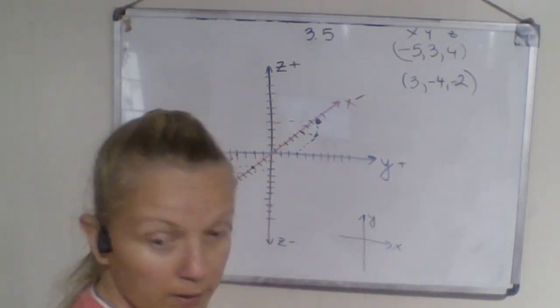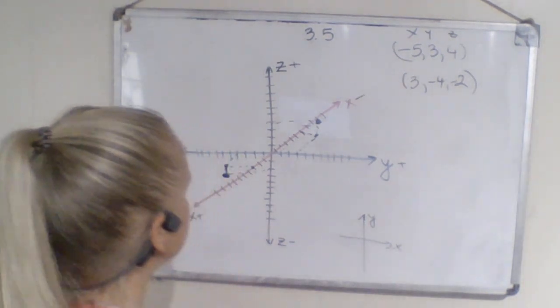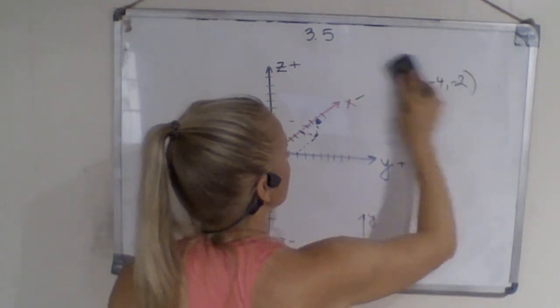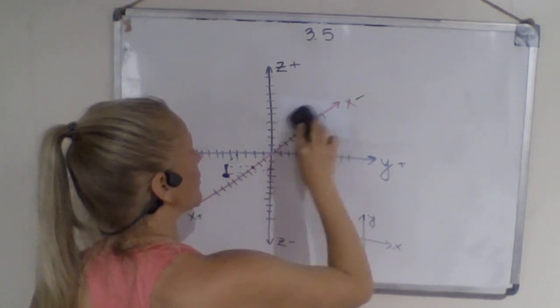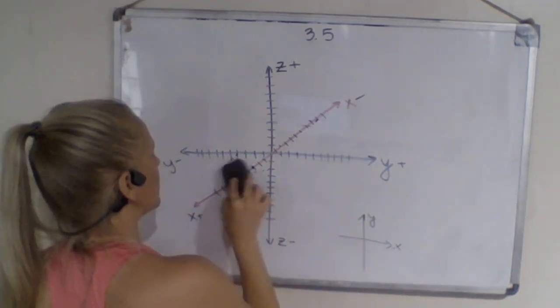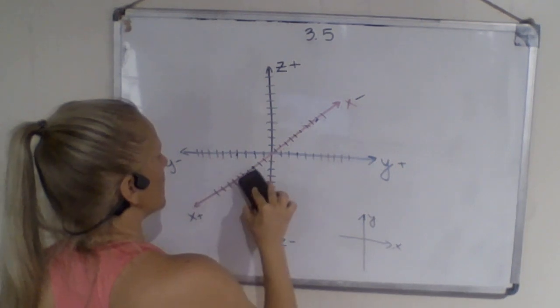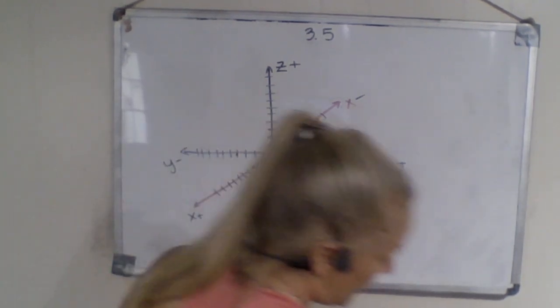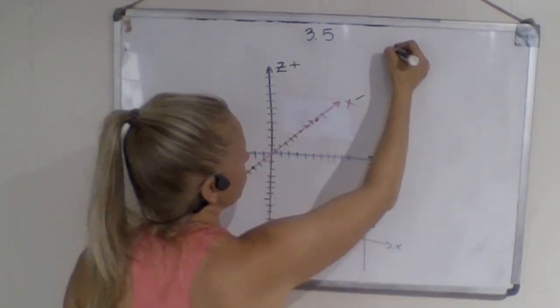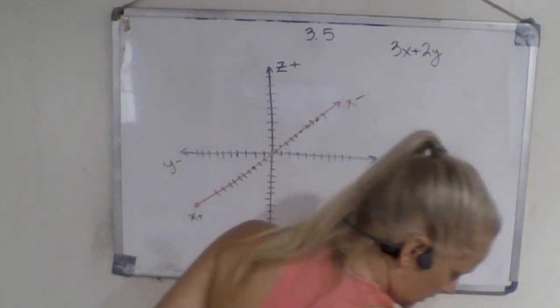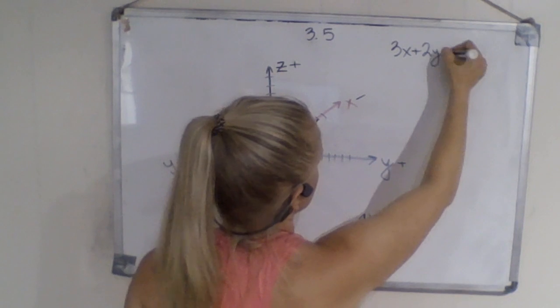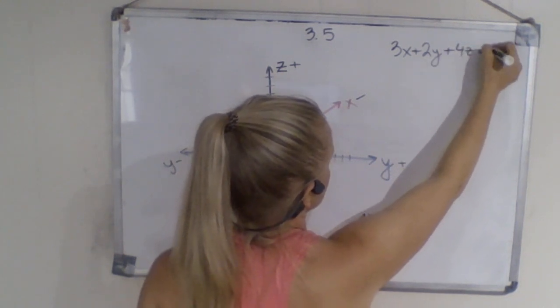The one thing that we do want to know how to do, and this is not going to be hard at all, is how to graph a linear equation in 3 variables. I'm trying to save my graph to the best of my abilities. I think I can do this. Here it goes. Okay, we're trying to graph 3x plus 2y plus 4z equals 12.